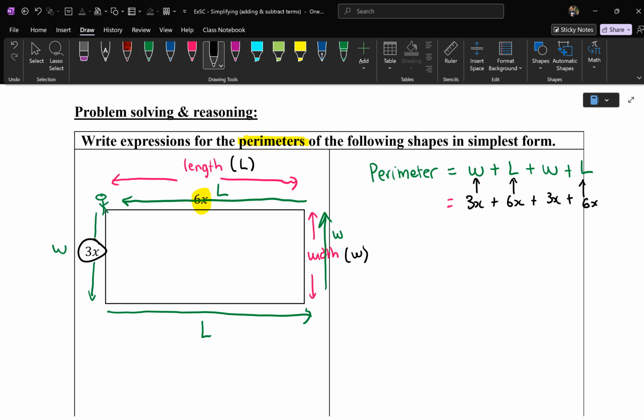Now, why do I want to replace those letters? Why didn't I keep it as W and L's? What's the reason why we like it all in the same X variable? Why is that useful? Very good, because the benefit of having the same terms, or like terms, is that we can simplify that. So 2W and 2L wasn't bad, but that was still two terms. This one can be simplified.